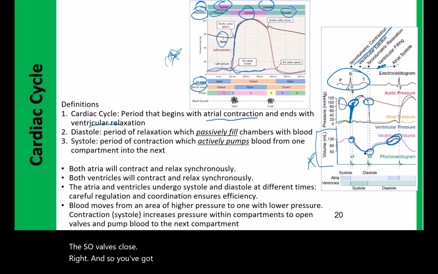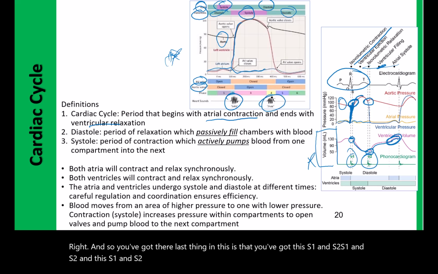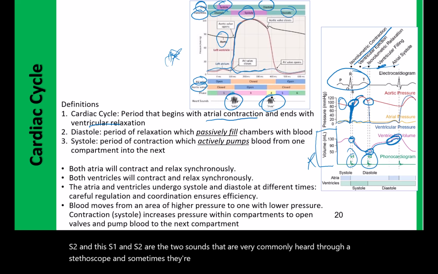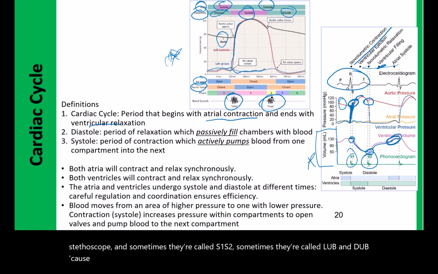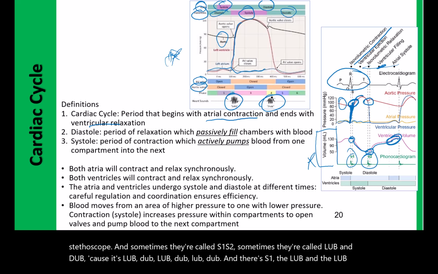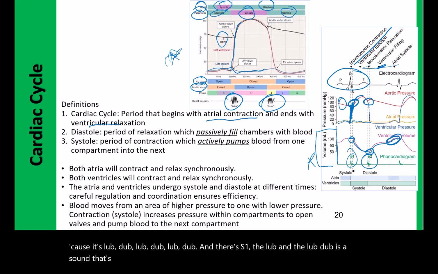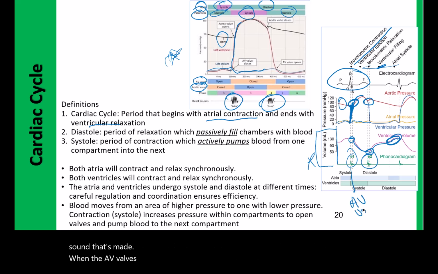Last thing in this is that you've got S1 and S2. These are the two sounds that are very commonly heard through a stethoscope. Sometimes they're called lub and dub, because it's lub dub, lub dub, lub dub. And S1, the lub in the lub dub, is a sound that's made when the AV valves close. And the S2, or the dub in the lub dub, is made when the SL valves close.